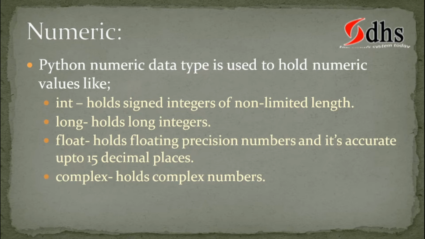Long is for when you can store 10 crore, 100 crore numbers; integers are without a decimal point. Float: in C programming you will have float and double, but here float will occupy up to 15 decimal places. You can even store complex numbers in Python. That is one new added thing in Python, complex numbers.